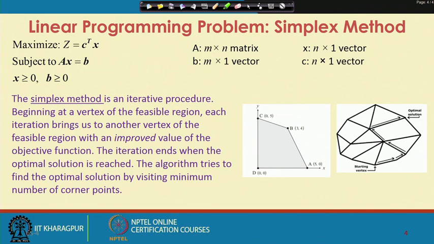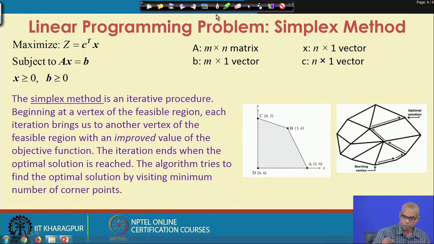If you look at the figure, we start from this vertex, and the way we visit each corner point is shown by the arrow mark, and we reach the optimal solution by visiting a small number of corner points out of the total number of corner points.